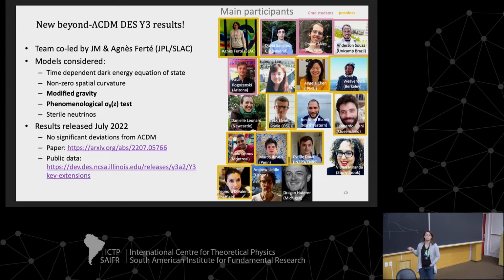And we have public data online, so the data vectors and the covariances are all on the DES data release website. We've also shared most of the MCMC chains that we used to run this, so they're available to play with if that's something people are interested in.